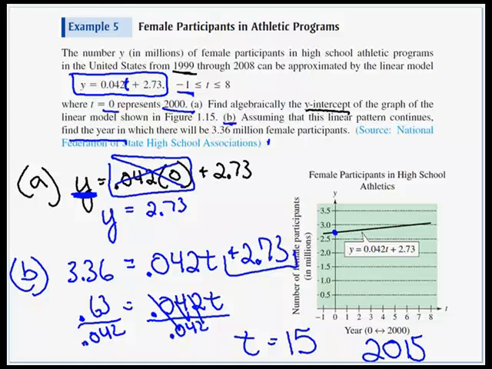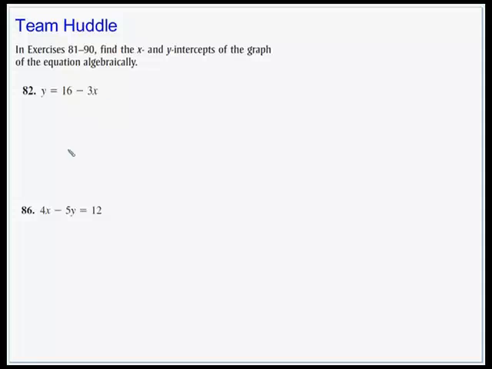Okay, I think that's it for the examples. Time for the practice problems. These are some pretty straightforward equations here. It says find the x and y intercepts of the graphs algebraically. And most of them are going to be nice whole numbers. You might get a fraction, though, a pretty decent fraction. So pause the video, try the problems, start it back up, and see if you got them right.